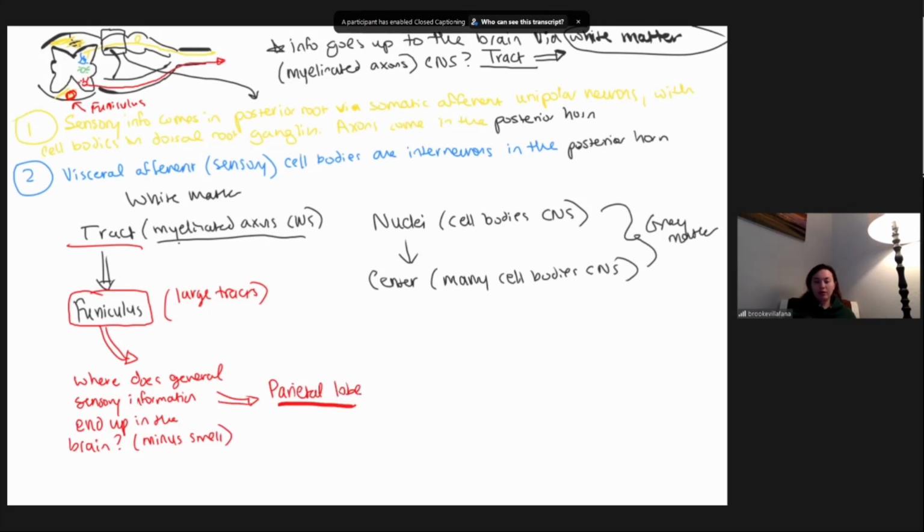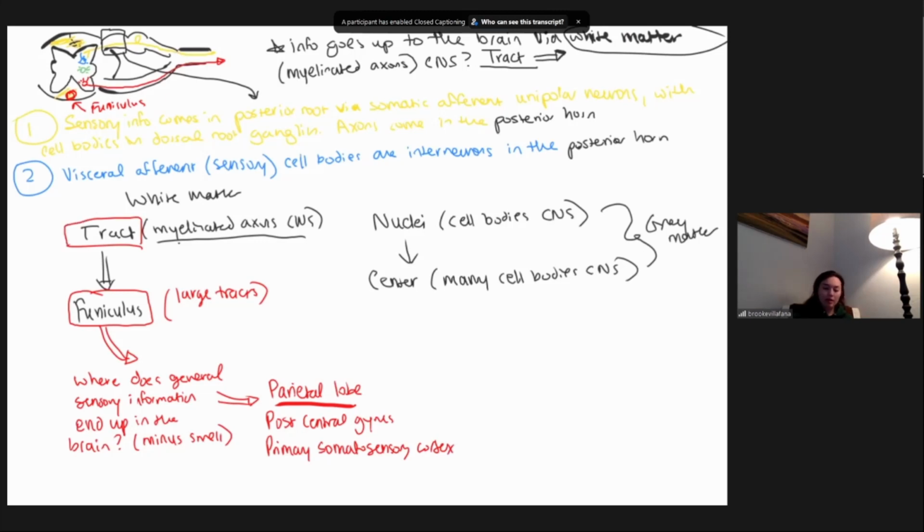There's a specific little structure that receives general sensory information. Yes, the postcentral gyrus, good. So the postcentral gyrus is also called the primary somatosensory cortex. So in this example, let's say you sensed a tickle on your leg. That's going to travel through step number 1, sensory information. It's a little tickle on your leg, comes in the posterior root through the somatic afferent unipolar neurons with cell bodies in the dorsal root ganglion.